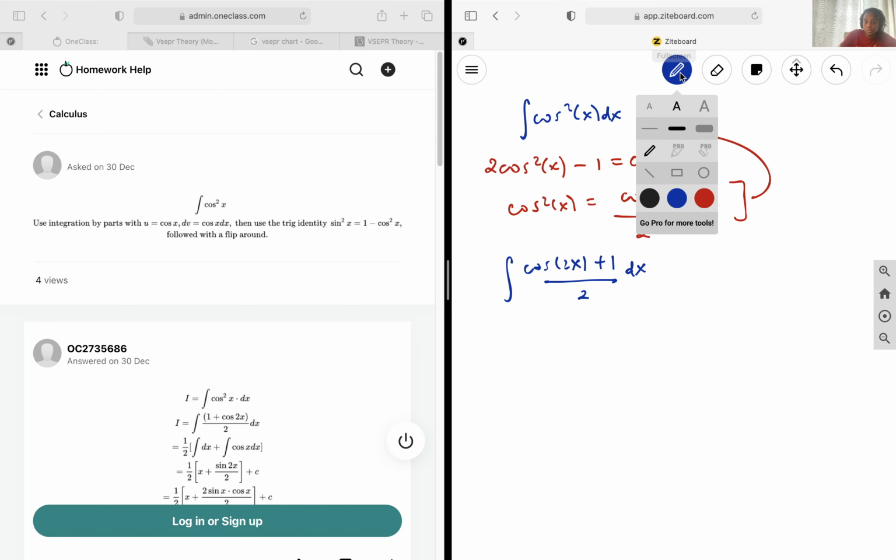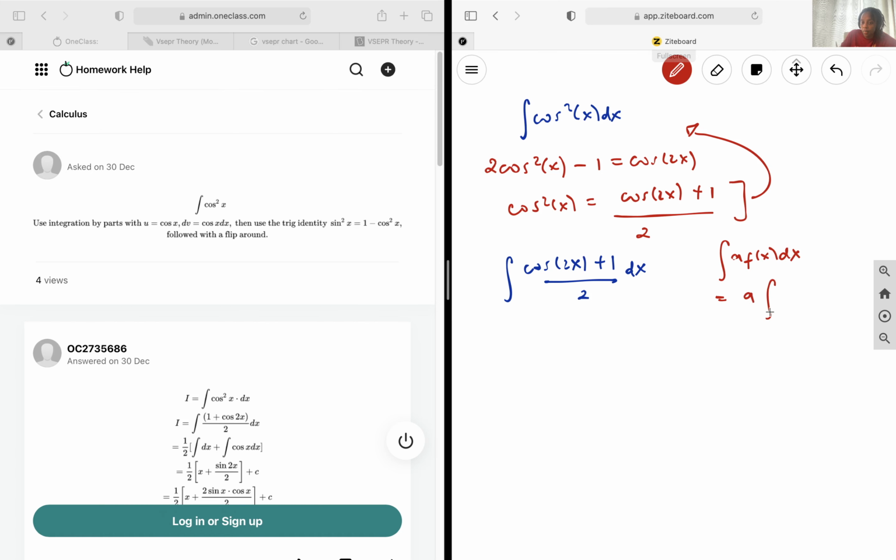So we're going to use the integral rule of the integral of a f of x dx, where a is a constant, is just a multiplied by the integral of f of x dx. So in this scenario, our constant is 1 over 2. So let's just go ahead and pull that out. And we'll get 1 over 2 multiplied by the integral of cos 2x plus 1, all over dx.